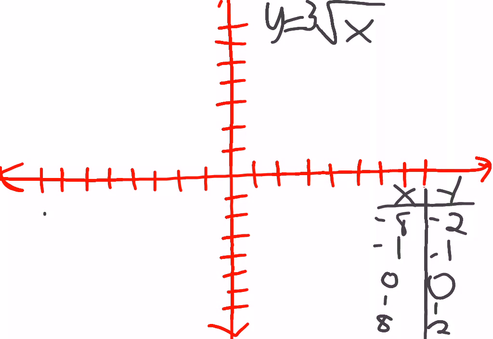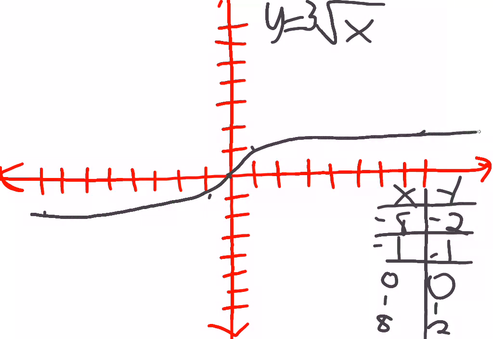So let's graph these. I've already graphed that guy. Now let's graph -1, -1, which is right there. 0, 0, right there. 1, 1, right there. And 8, 2. 1, 2, 3, 4, 5, 6, 7, 8. Up 2, right there. Okay, so I'm just going to go ahead and trace out my graph. It looks like it's looking something like that.